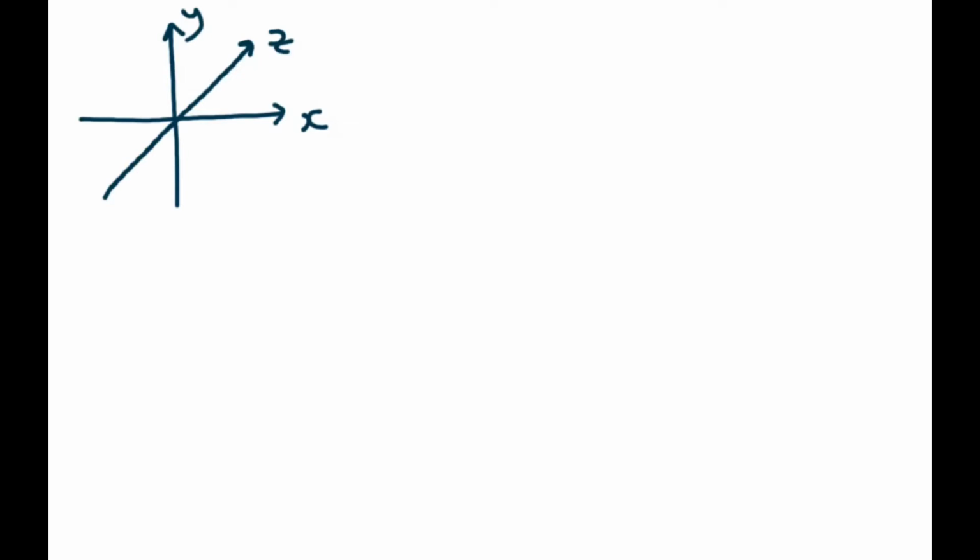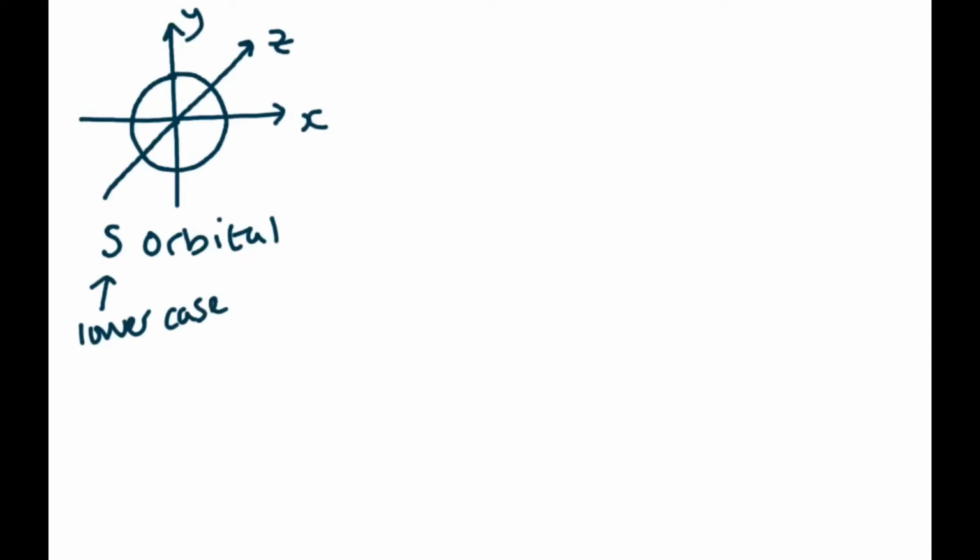Now, an s orbital is a sphere, right? I forgot to point out, the middle is the nucleus. So an s orbital, lowercase s, not capital, and its shape is a sphere, not a circle. It's 3D. That's called an s orbital.